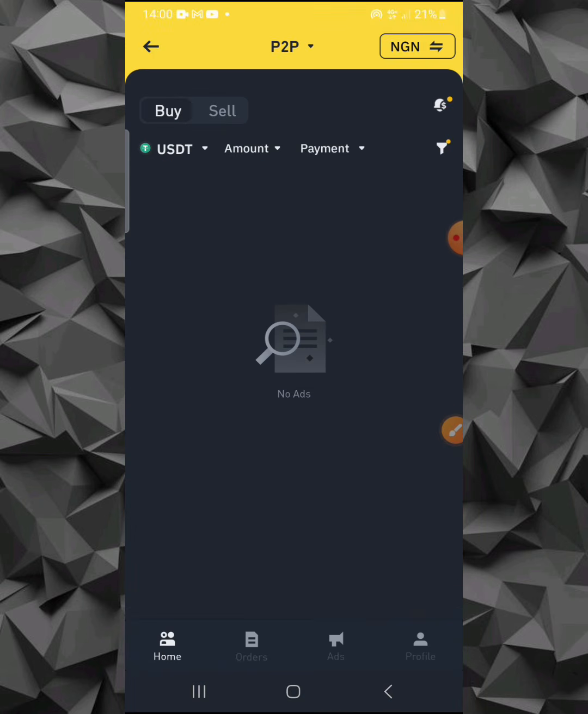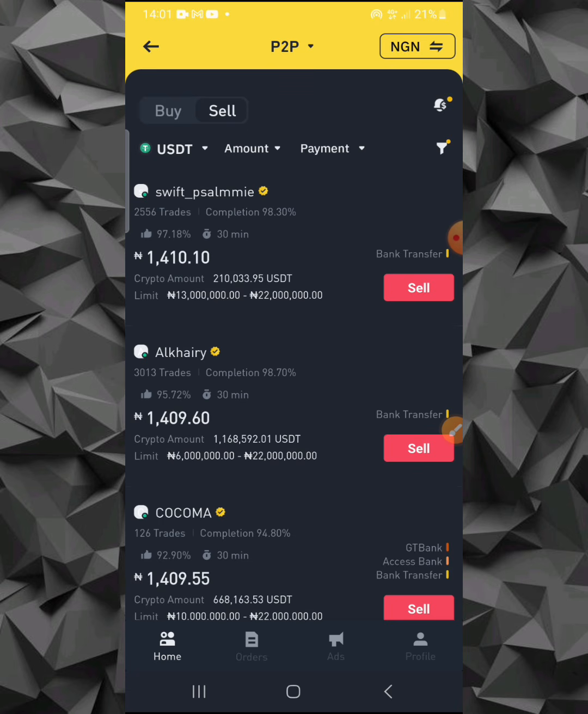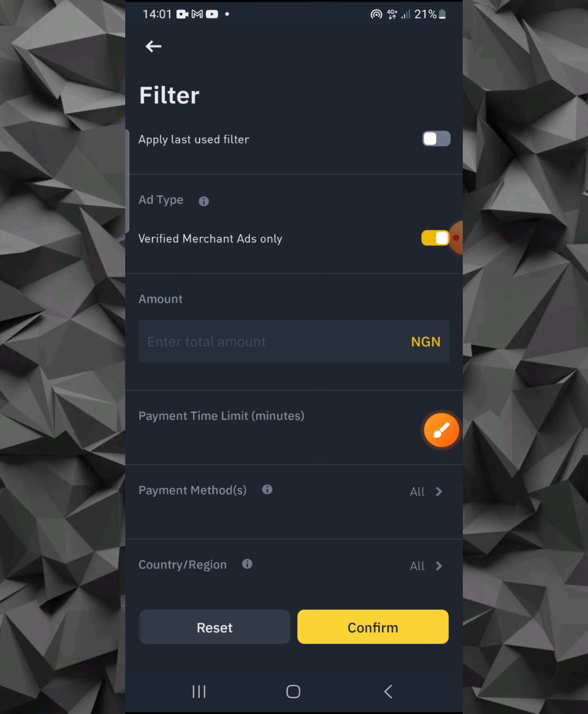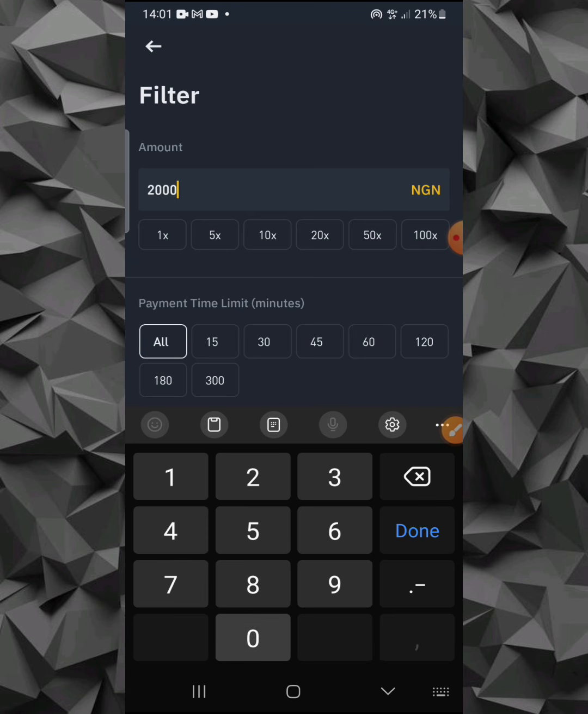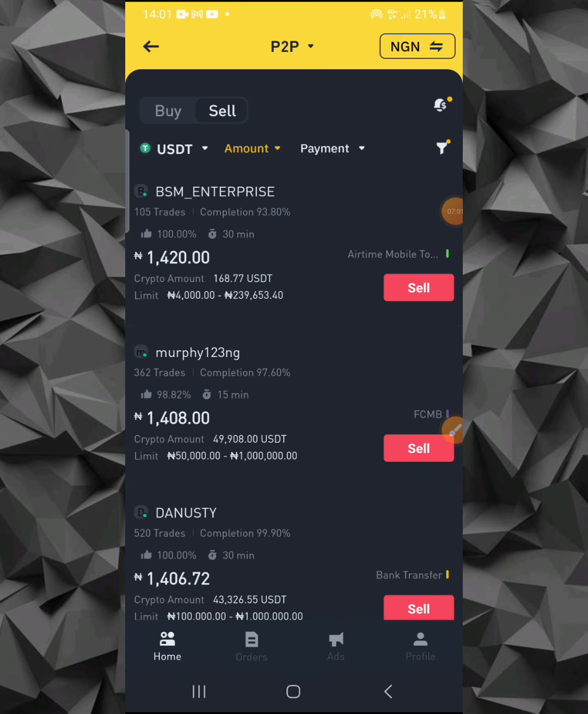Once you're on P2P, you come here to sell, and you can sell to any of these guys right here. But let's filter the search to 4,000 naira to 200,000 naira because that's the amount we are going to be using. So you can see, just go ahead and move this. Let me remove merchant ads because it will be more profitable without merchants. So we can sell to this guy right here.